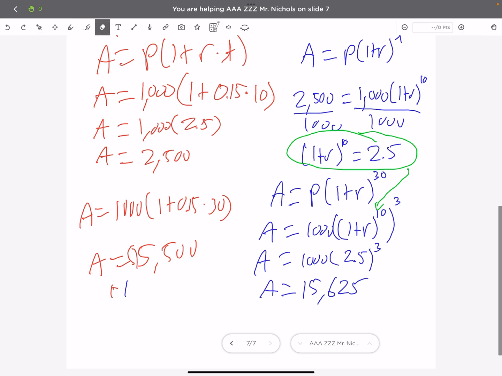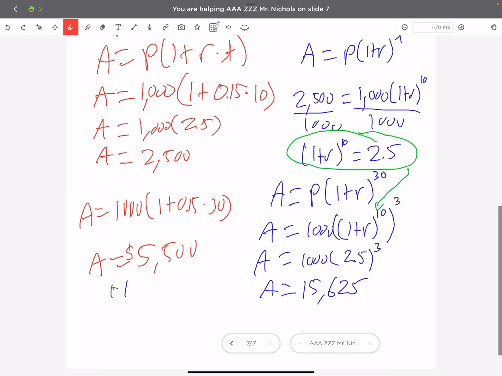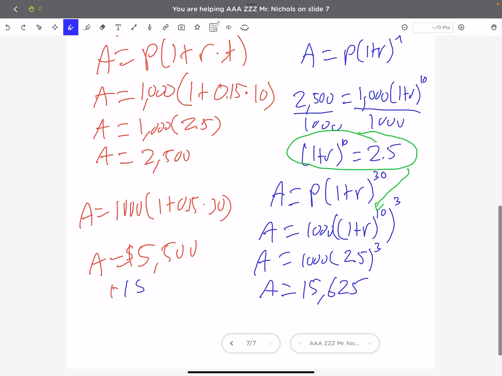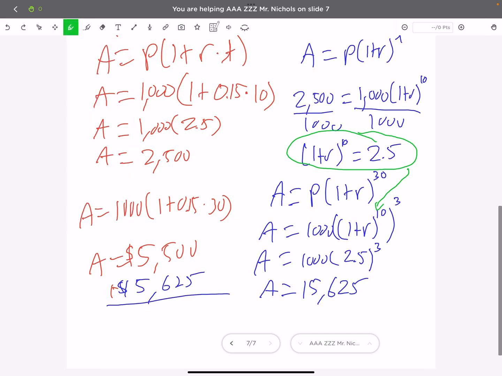And then we just add that with our $5,500. And then we have $15,625 from our account B for a total of $21,125. And that is how you can do it without having to round.